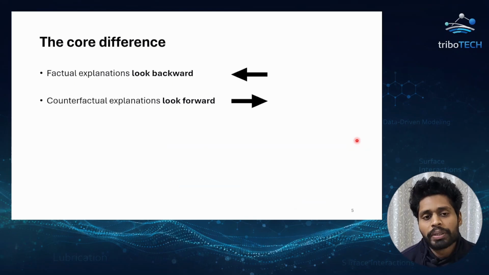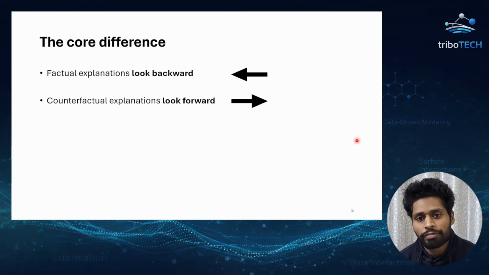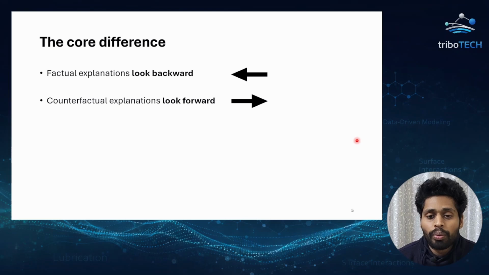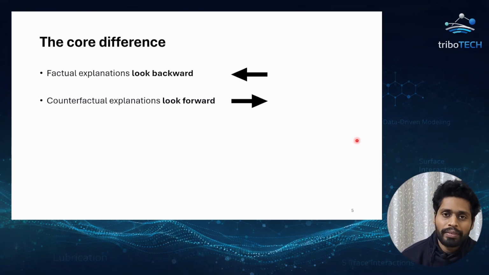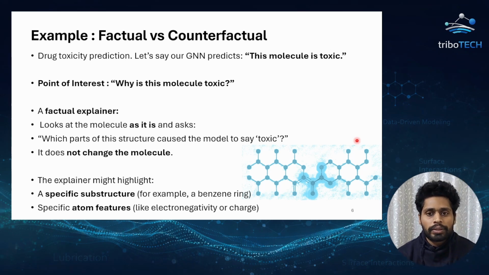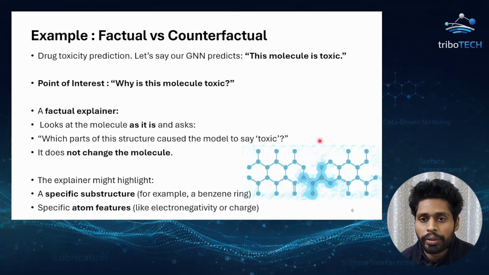So the core difference between the two is that factual explanations look backward, whereas counterfactual explanations look forward. And the choice of explainer, of course, depends on you and your point of interest. What do you want to do with your model, right? What do you want to know, right? So let's take an example of drug toxicity prediction. And let's say a model predicts this molecule is toxic, right? This molecule on your screen.